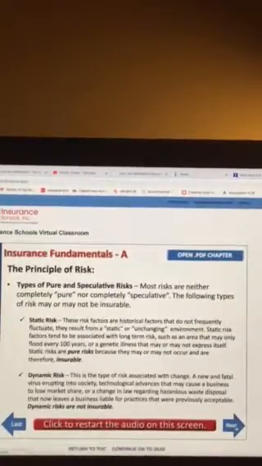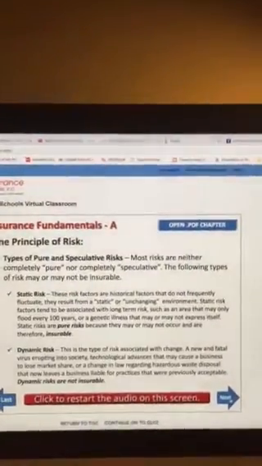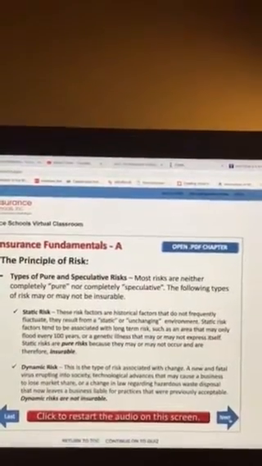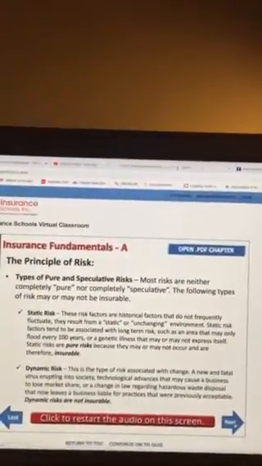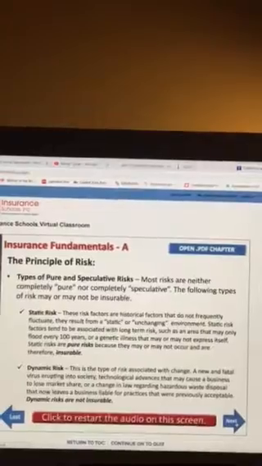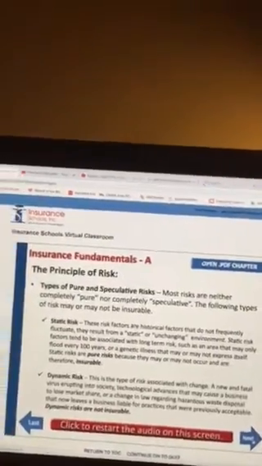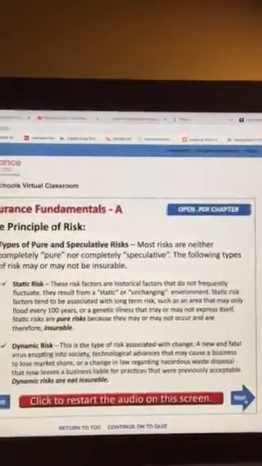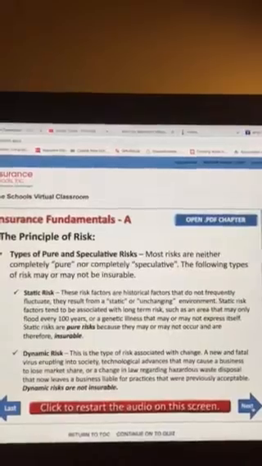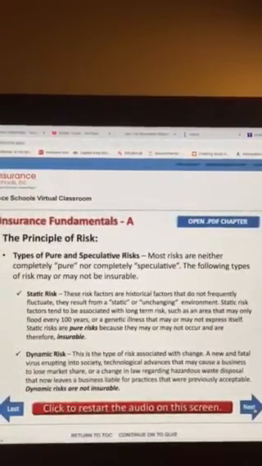Static risks are historical factors that do not frequently fluctuate. They result from a static or unchanging environment. Static risk factors tend to be associated with long-term risk, such as an area that may only flood every 100 years, or a genetic illness that may or may not express itself. Static risks are pure risks because they may or may not occur, and are, therefore insurable.